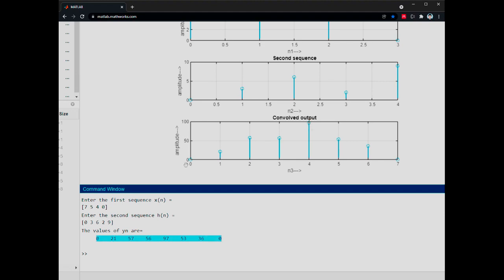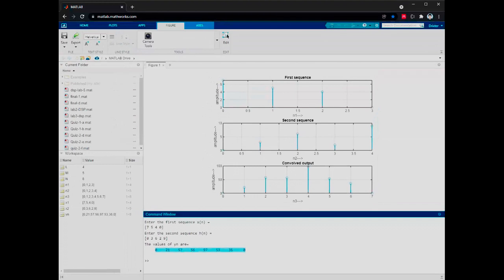As you can see, the amplitude is based on the values of the linear convolution. We can easily see the convoluted output using MATLAB. It helps us know the relationship between the first sequence and the second sequence, and can greatly help us understand the response of any input and know the most efficient response in the system. That's all. Thank you.